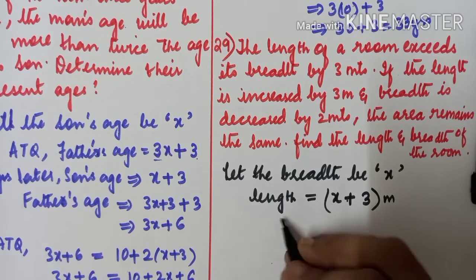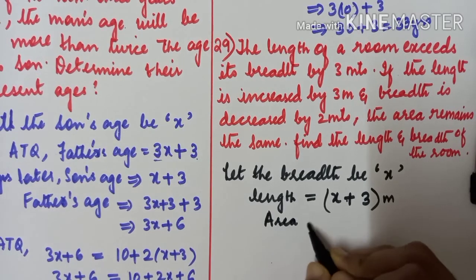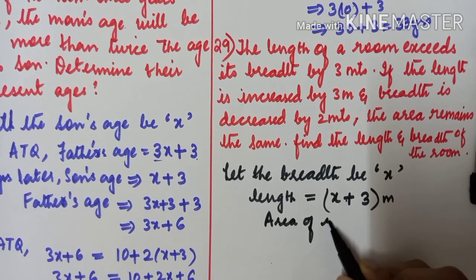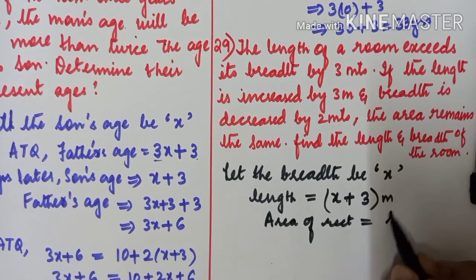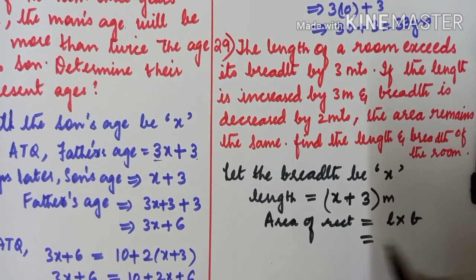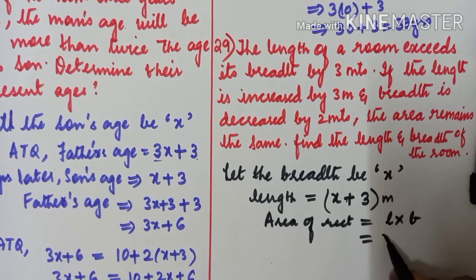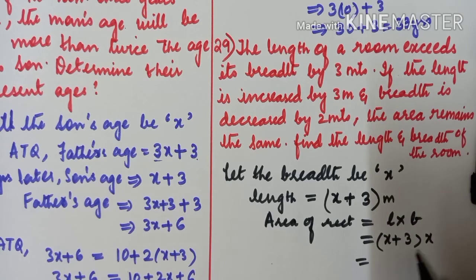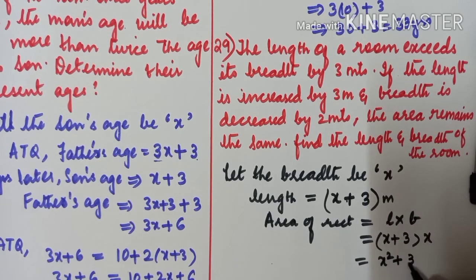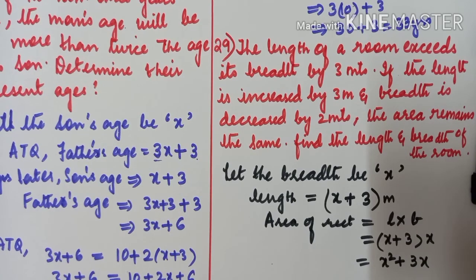Now you know very well what is area of rectangle. Area of rectangle is nothing but L into B. So from here, what is L? According to the question, x plus 3, then into B, which is x. So what did you get? x into x, x square plus 3x. So this is nothing but the area.